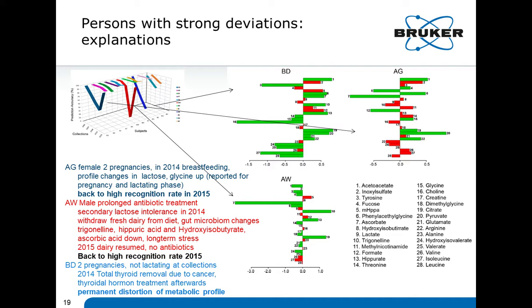And then we have the other dark blue one, which goes down, you see, towards the end of this graph. Here, this was a lady who also had 2 pregnancies. She was not lactating at collection in 2014, but there was a total thyroid removal because of thyroid cancer. And then a thyroid hormone treatment started.